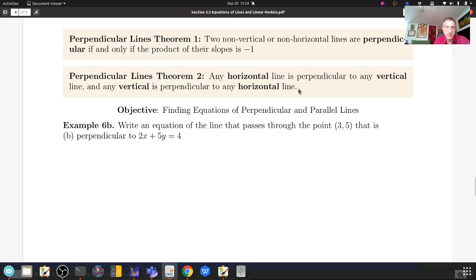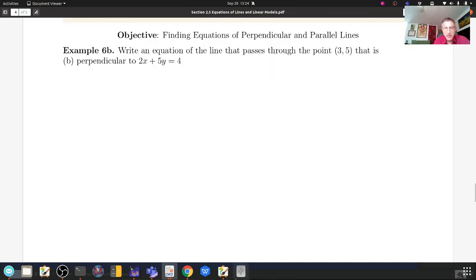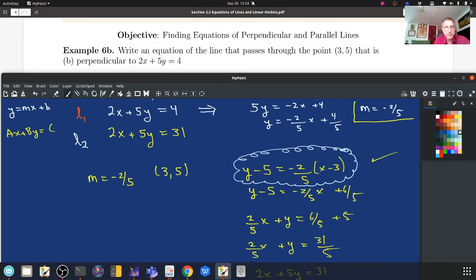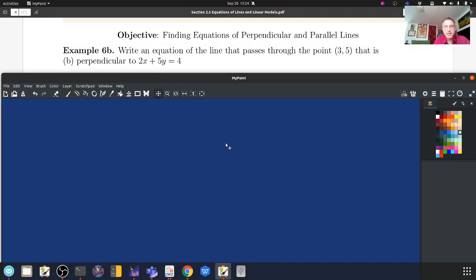So let's look at this one. Write an equation of the line that passes through the point (3, 5) that is perpendicular to 2x plus 5y is equal to 4. So again, let's convert this into point-slope form. And we may actually have already done it. I can't remember. Is this what we just used? Yes. So we just found from previous work.